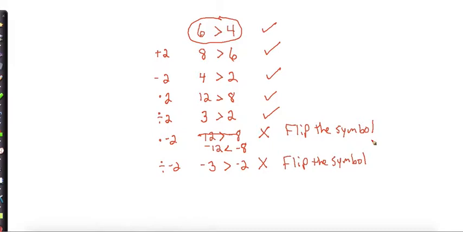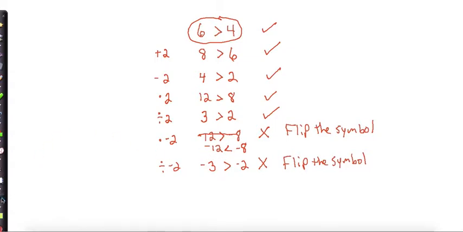Because remember, as positives go up, they get larger. But as negatives go, we go negative 1, negative 2, negative 3, negative 4, and the larger the negative, the smaller it is. So when we multiply or divide by a negative, it changes its value. So we have to flip the symbol.